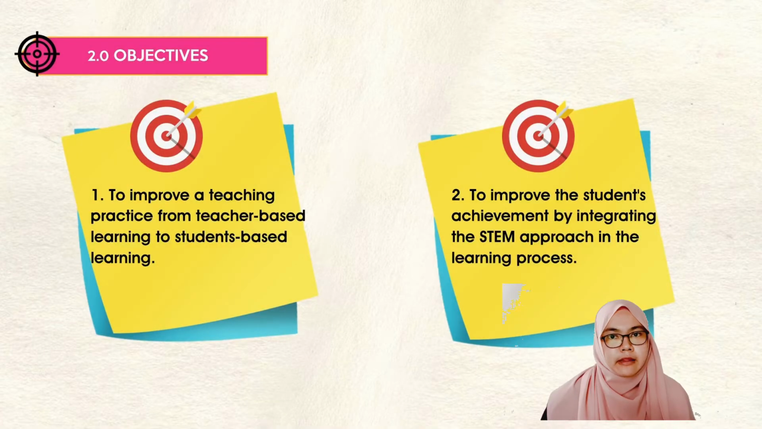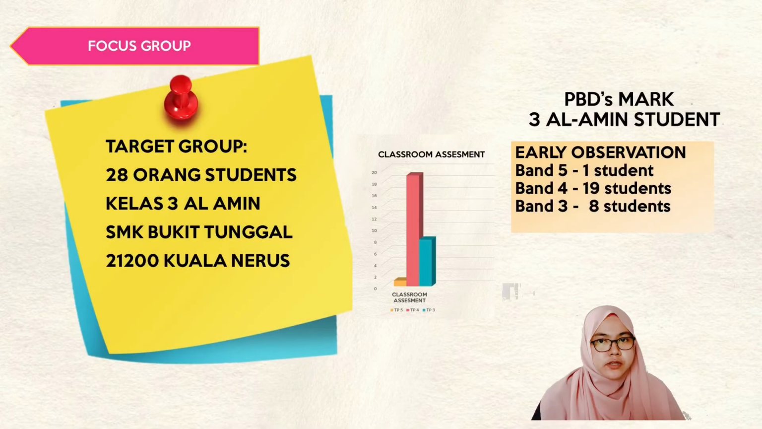We have two main objectives that we want to achieve from this project. First, we want to improve the teaching practice from teacher-based learning to student-based learning. And second, we want to improve student achievement by integrating the STEM approach in the learning process. The focus group of this project is 28 students from 3 Al Amin from SMK Bukit Tunggal. In our early observation, only one student achieved band 5, 19 students achieved band 4, and we had 8 students in band 3.